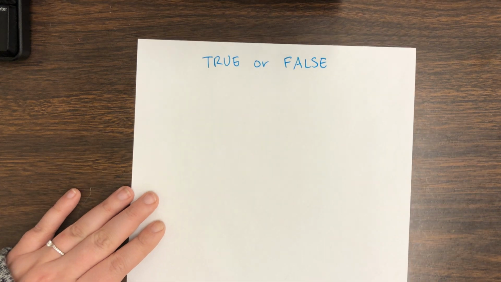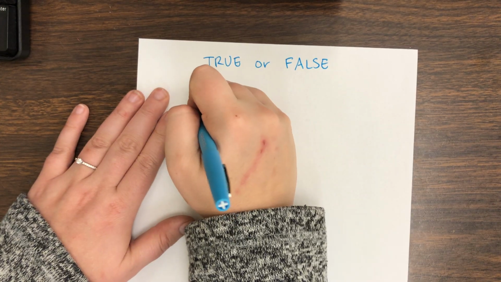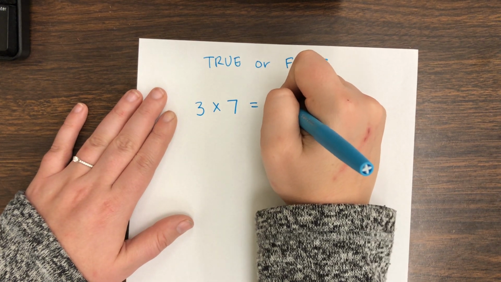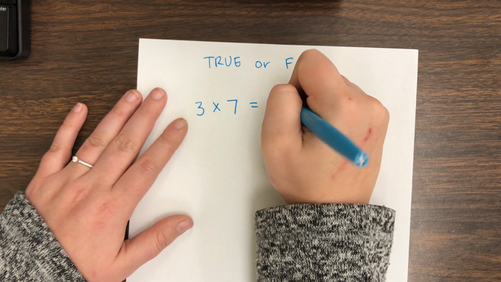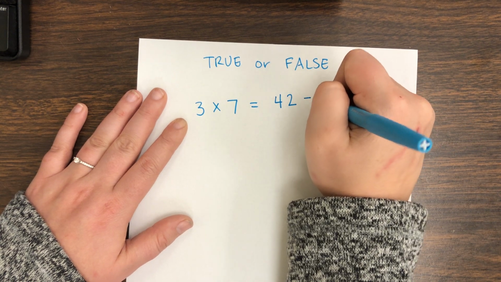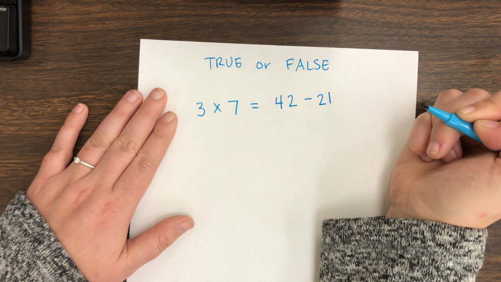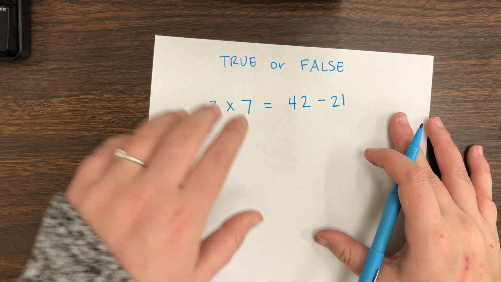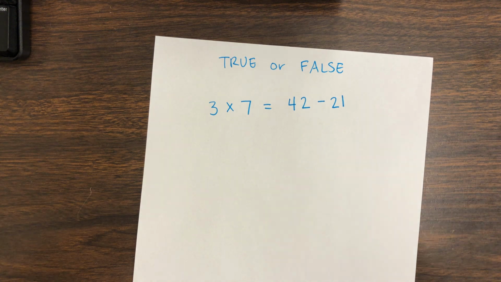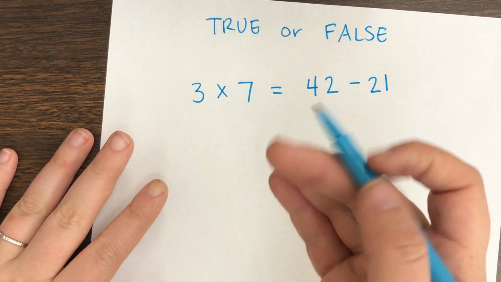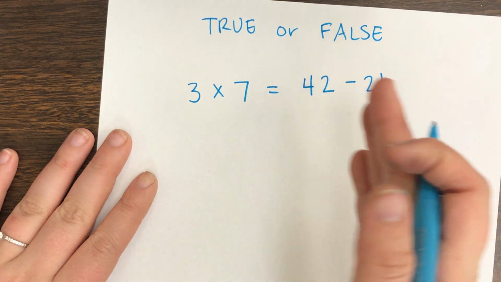So if we have a problem, let's say we have this problem, 3 times 7 equals, let's do 42 minus 21, okay? We're going to have to figure this problem out, and we're going to have to say, is this true or is this false? So let's figure out, is this true or false? Let's solve, we need to solve both sides, and then we'll see if this is an equal sign or if this should be a non-equal sign.